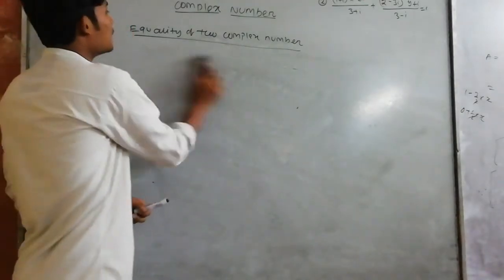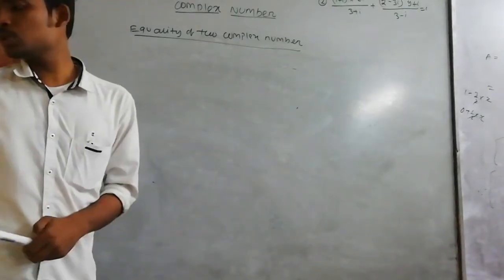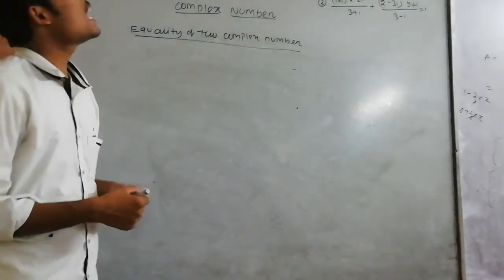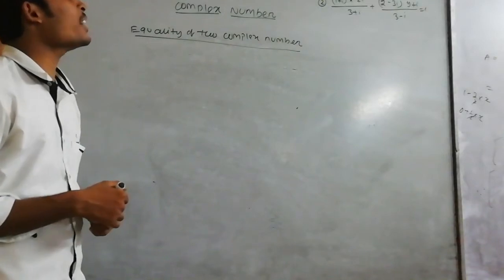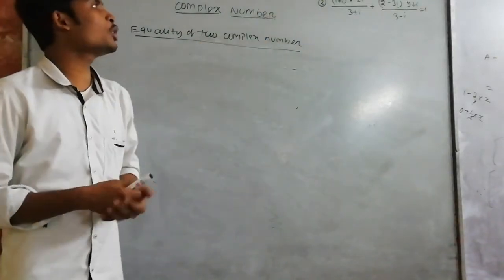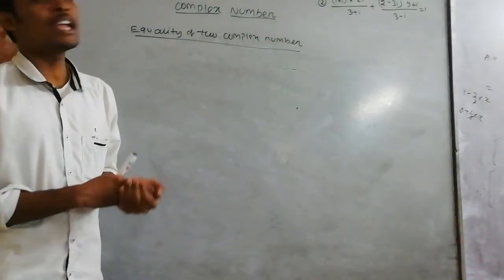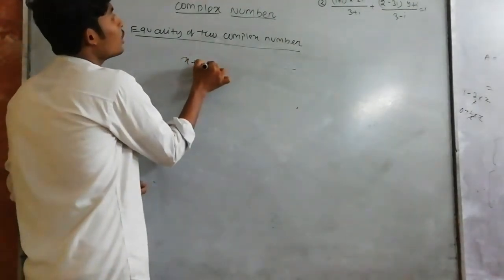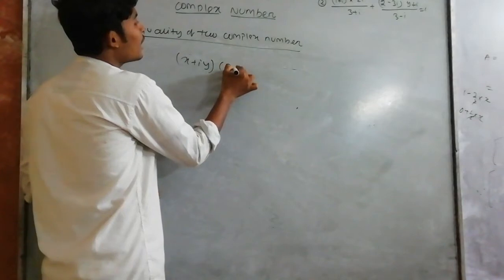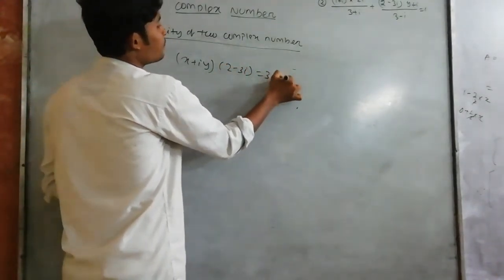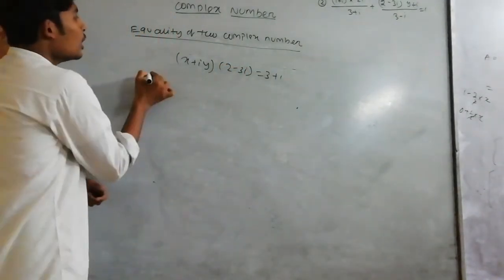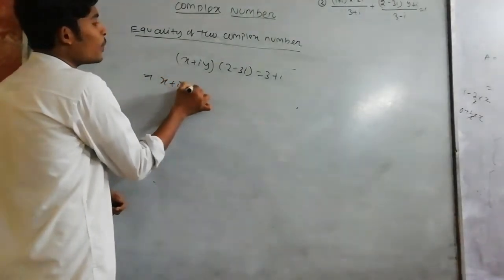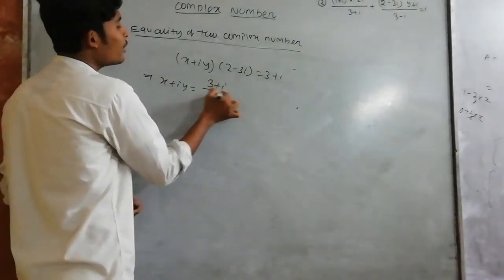So taking some examples, I have given some examples to find out. These are the two examples. The first example is x plus iy into 2 minus 3i equal to 3 plus i. We have to find the values of x and y. So given that x plus iy into 2 minus 3i equal to 3 plus i, so x plus iy equal to 3 plus i divided by 2 minus 3i.